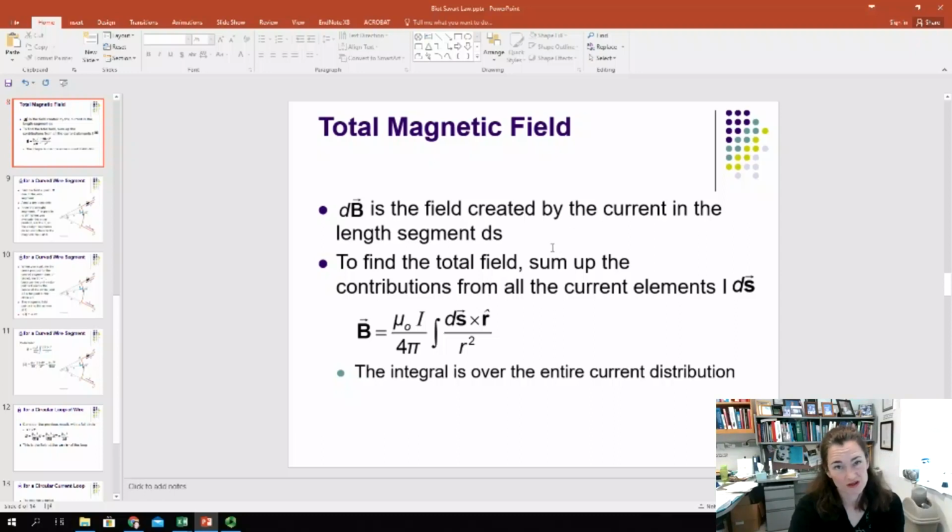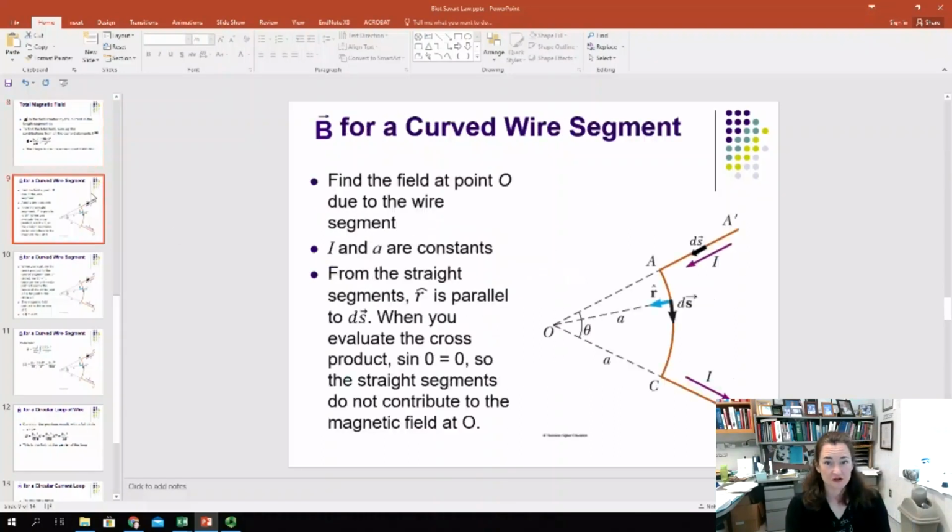An example is worth 1,000 words, so let's do one. Let's do the magnetic field for a curved wire segment, okay? Here you can see the current is flowing down and to the left, and then it goes around the arc of a circle that's subtended by some angle theta, and then it flows away, straight away along the radial direction from point C to C prime.